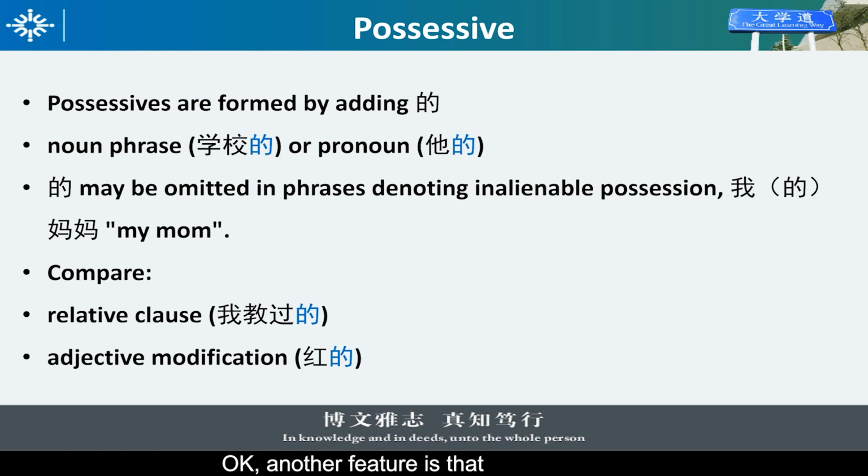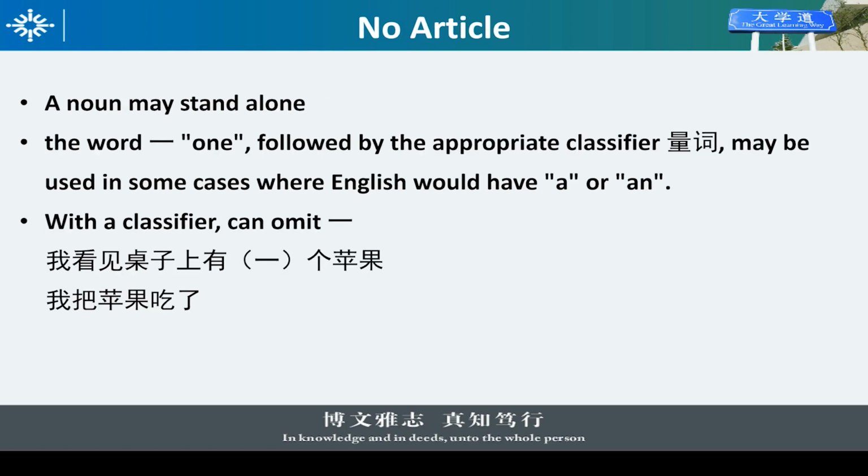Okay, another feature is that there's no article. This is very important. There's no article in Chinese. No a, an, the and such things. A similar counterpart of an article probably is 一, literally means one. Okay, so that means a noun without article, a noun can stand alone, right? So the word one followed by an appropriate classifier. Classifier, on the other hand, is very important. It may be used in some cases where English would have a or an.